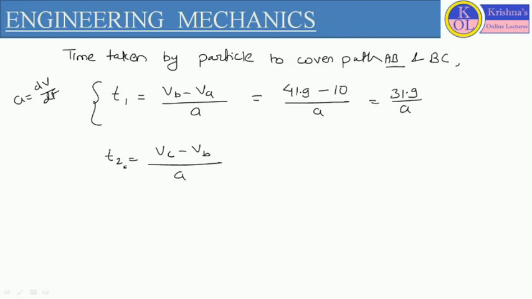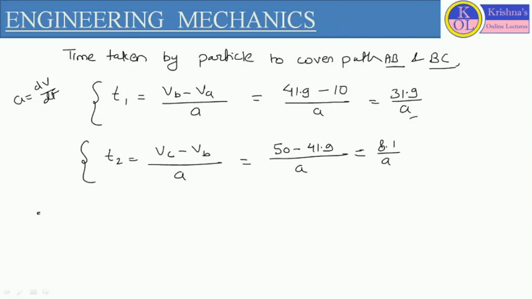Similarly, we will define the value of T2. It is VC minus VB by A. This VC minus VB is representing the relative velocity of the particle to cover this path BC, and it will be divided by acceleration. So T2 will be 8.1 by A. We will put the values of VC and VB here, so we will get this term. So here we have the T1 and T2 equations in terms of acceleration.